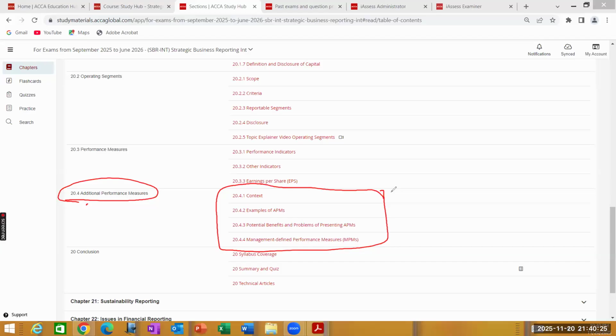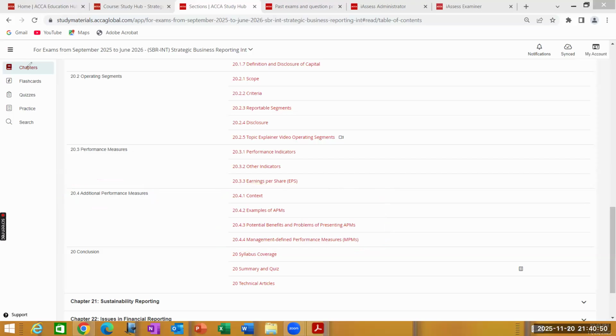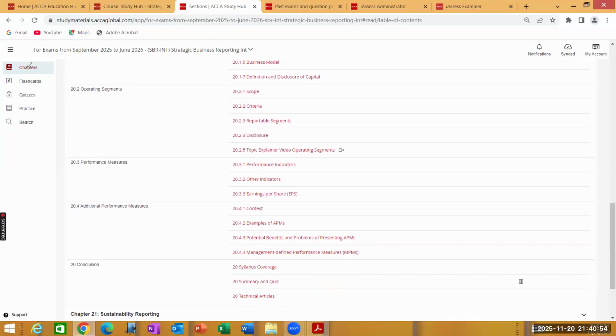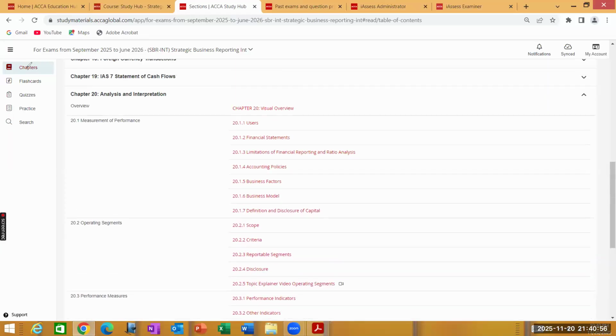other than the accounting standards, you will cover all your accounting standards, you will do the consolidation, and after that, you will go through IFRS S1 and IFRS S2 from chapter number 21. And then from chapter number 20, you will go through the additional performance measures. These are very important. From these areas, 5 to 10% of your exam can be tested. So kindly note these areas other than the accounting standards.